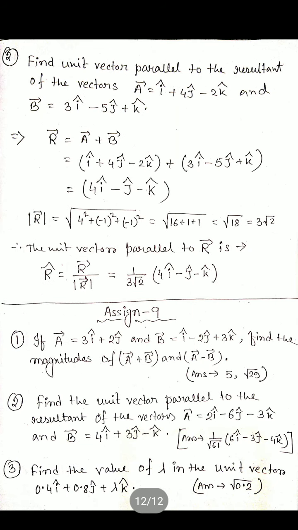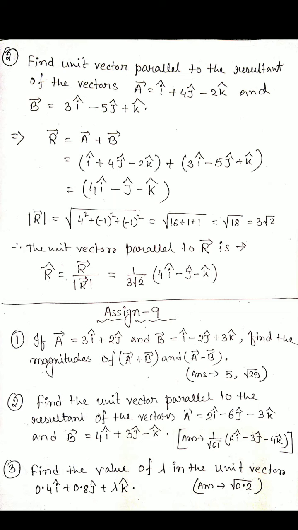Next, number 2: find the unit vector parallel to the resultant. So we find the unit vector of the resultant, because it is mentioned parallel to the resultant vector. A equals this and B equals this. First of all, we know the resultant vector R is the combined effect of A and B, so R vector equals A vector plus B vector. We put in the values and after addition or subtraction, whatever is there, we get the R vector, that is 4 i cap minus j cap minus k cap.